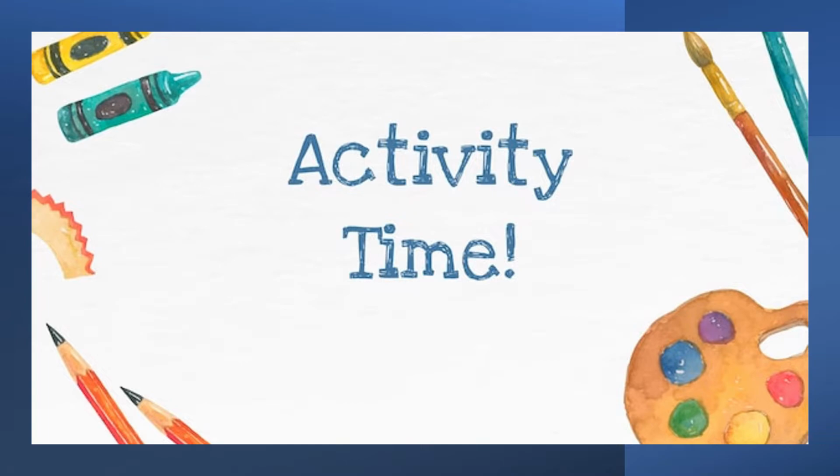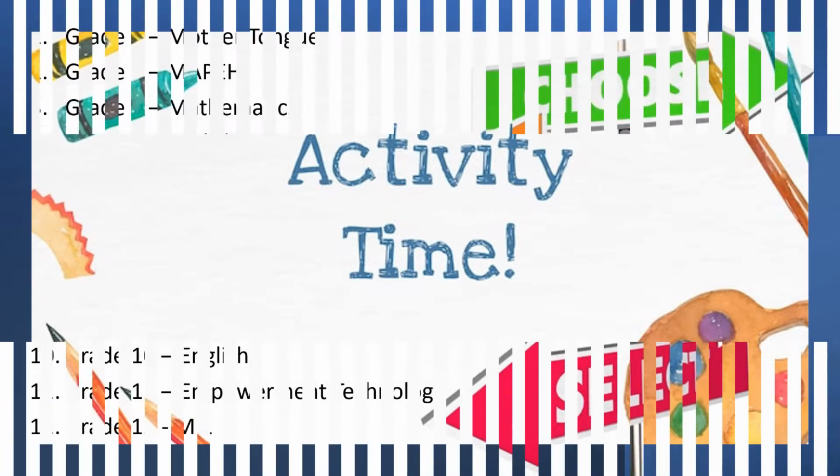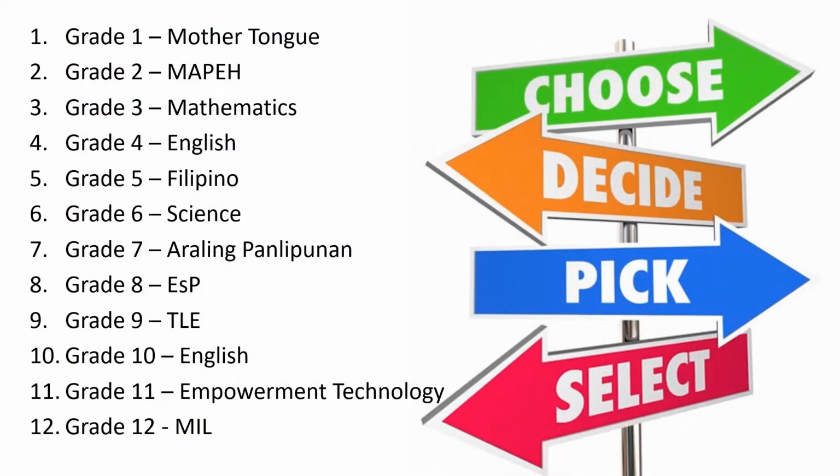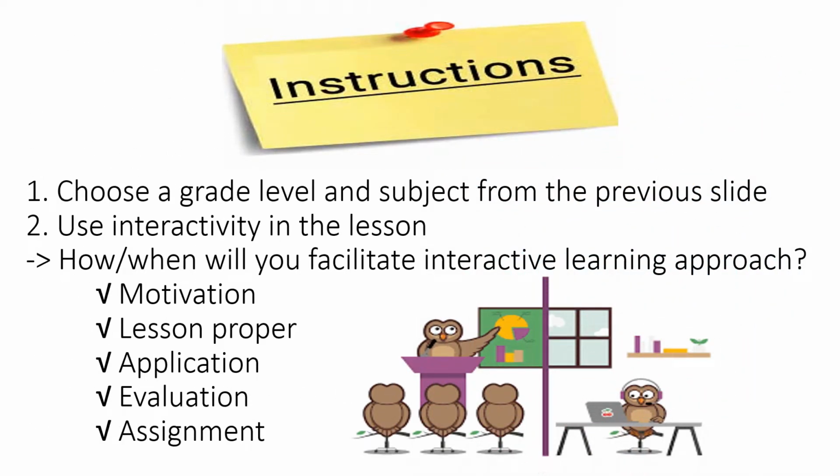It's activity time. So as you can see in the screen, you have to choose, decide, pick, and select. Okay, so choose a grade level with corresponding subject matter from grade 1 to 12. Then after that, plan to use interactivity in the lesson.